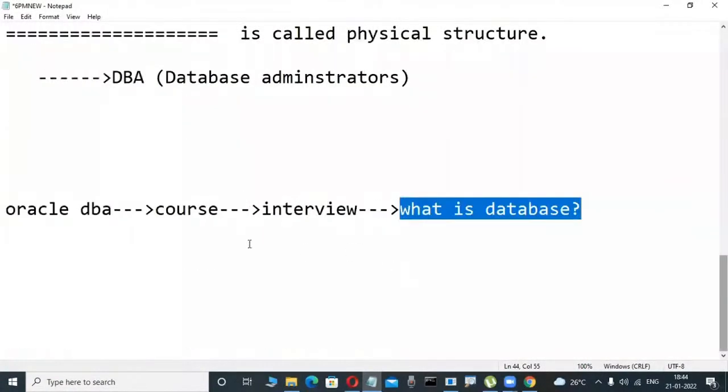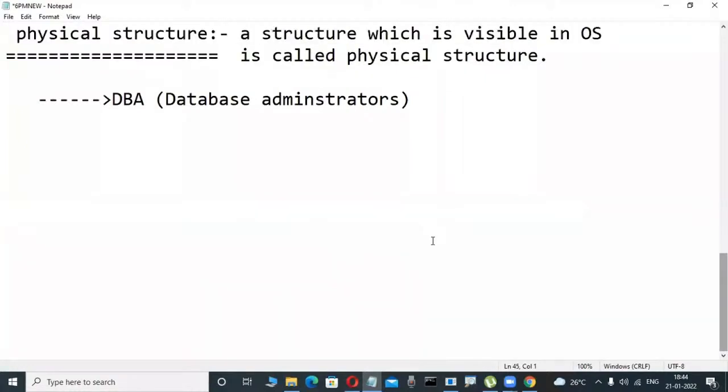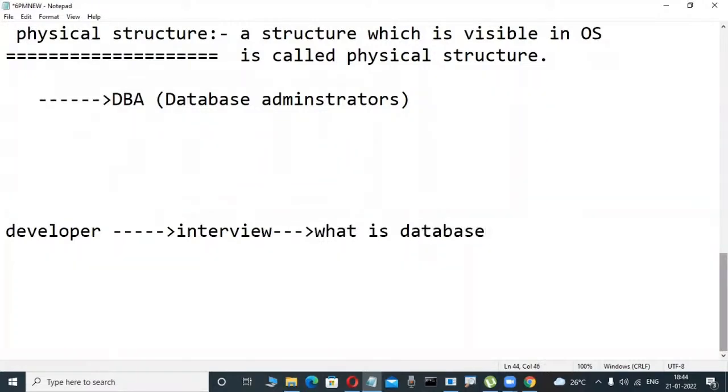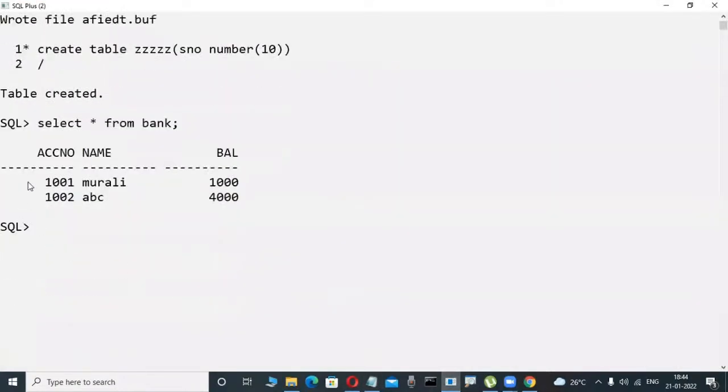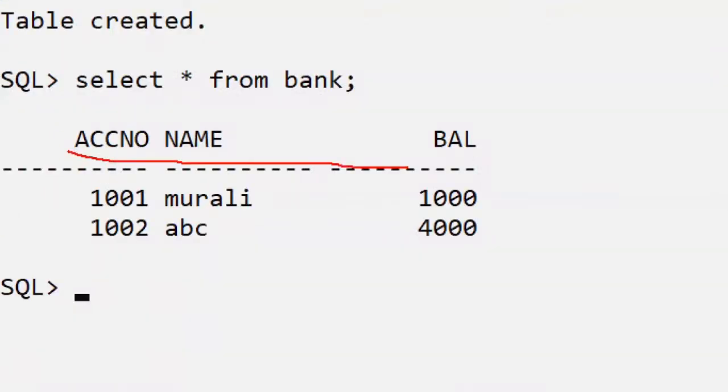Suppose I'm a developer, not an administrator, for example. I'm a Java developer, SQL developer, PL/SQL developer, or Python developer, and these developers attend an interview. What is a database? They may not ask it, but generally, developers answer with the logical structure. They say it is a place where we can store a structured collection of data. This is a structured collection of data.